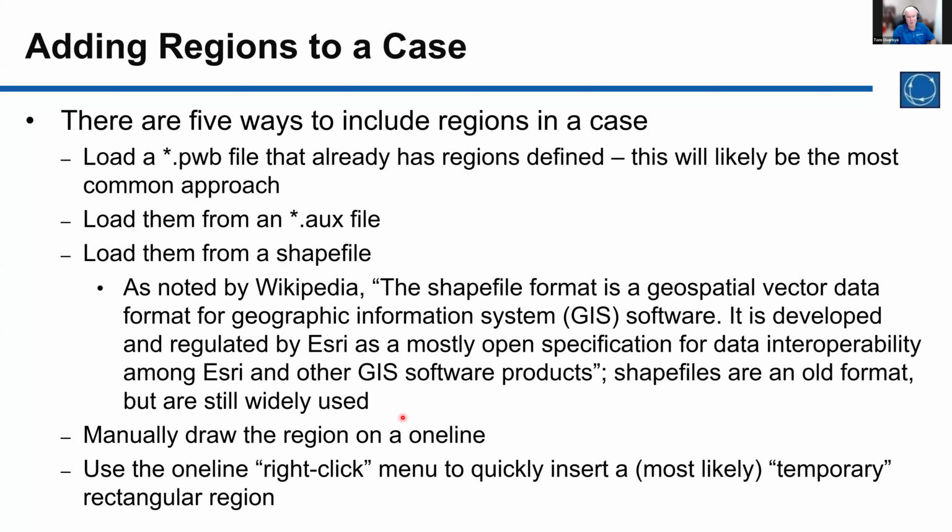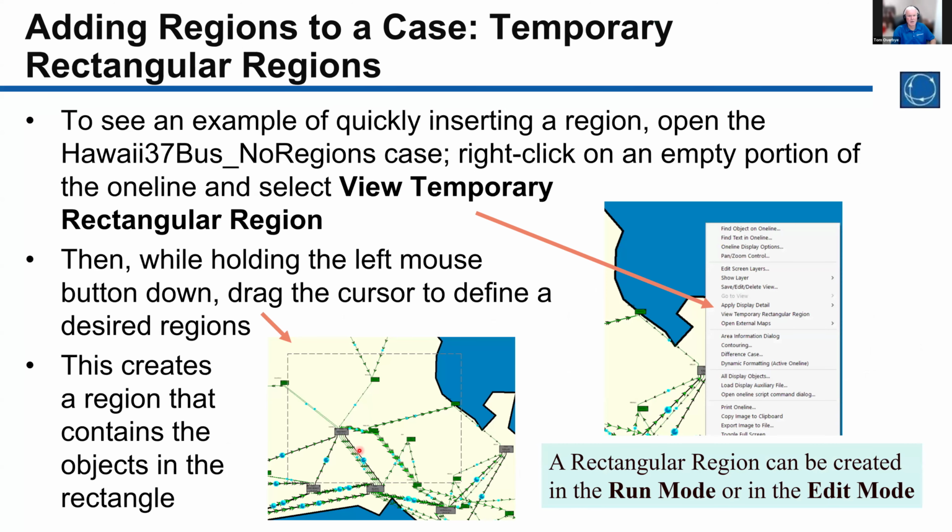You can manually draw the regions on a one-line if desired. And then, as I'll talk about in a second, you can right-click to insert a mostly temporary rectangular region. Okay, so what is a simple way to get started with regions?